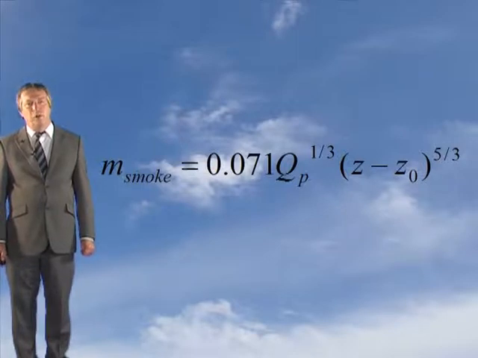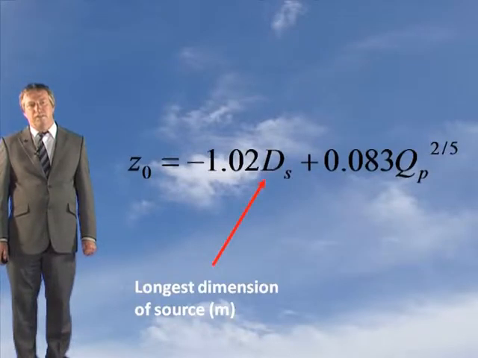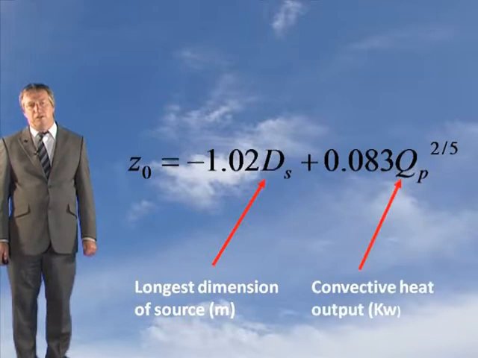Well, there's a simple formula, and it's shown here. In this formula, Z0 is measured in meters, ds is the longest dimension of the fire in meters, and Qp is the convective heat output of the fire in kilowatts. So let's do an example of calculating Z0 and then subsequently the mass flow rate of smoke using that figure.